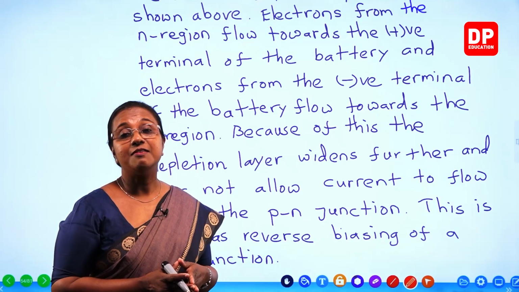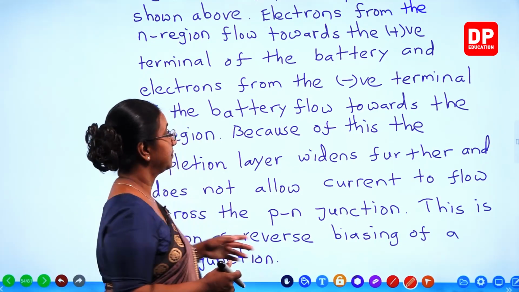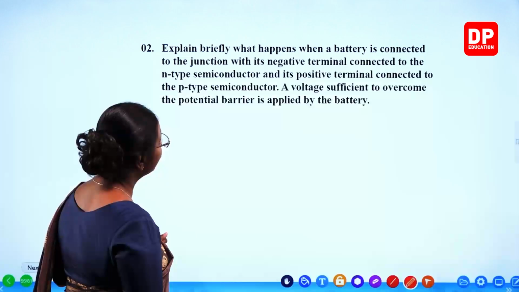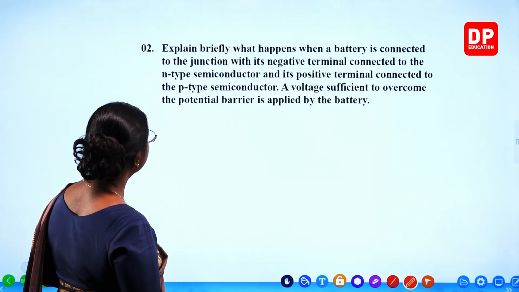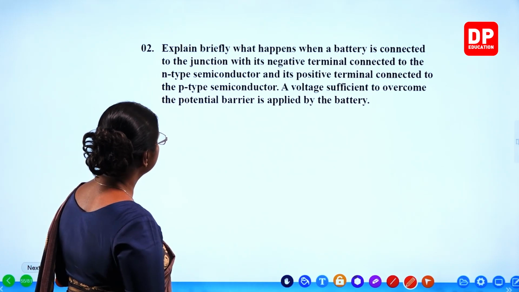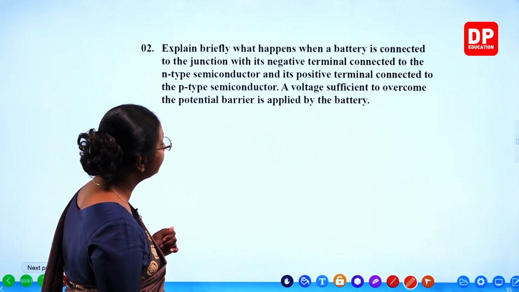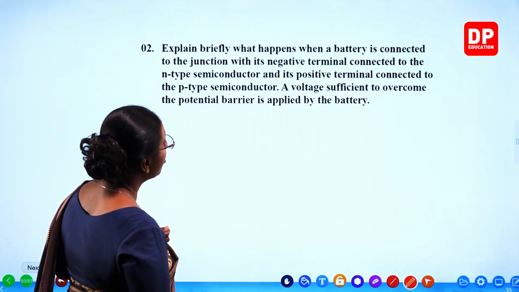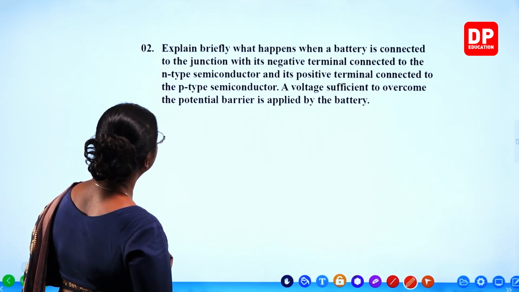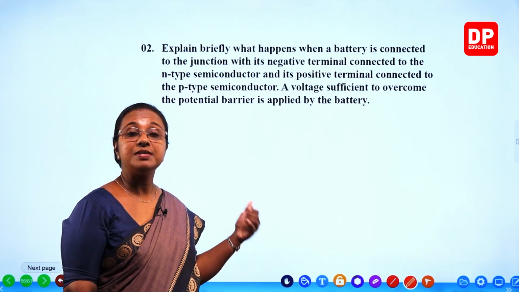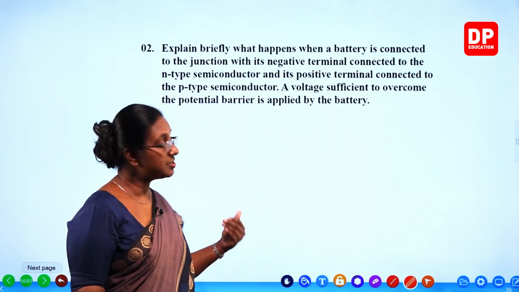So with that, I will move on to the next question. Second part of the question there. Explain briefly what happens when a battery is connected to the junction with its negative terminal connected to the N-type semiconductor and its positive terminal connected to the P-type semiconductor. A voltage sufficient to overcome the potential barrier is applied by the battery. This is the opposite of what we discussed before.